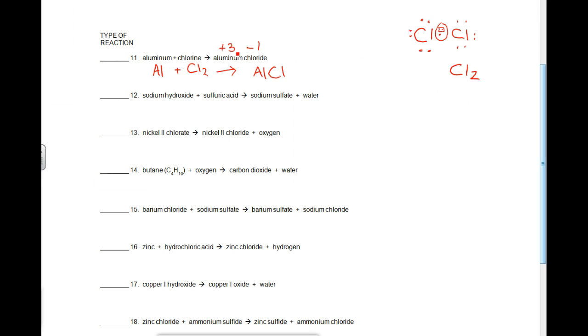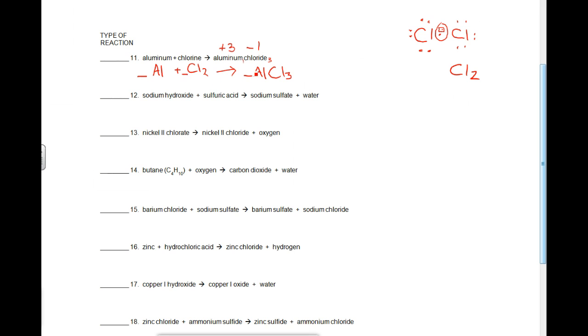And once you have these charges written above, then you just switch their positions. The 3 above aluminum goes with the chlorine, and the 1 with the aluminum goes with the aluminum. Or, I said that backwards, but you know what I mean. Alright, so I'm going to take the 3, put it with chlorine, and I don't have to put the 1 with aluminum, because if I don't have a number there, it's implying that there is just 1. Alright, so now I've done the hard part. Now I just have to balance.